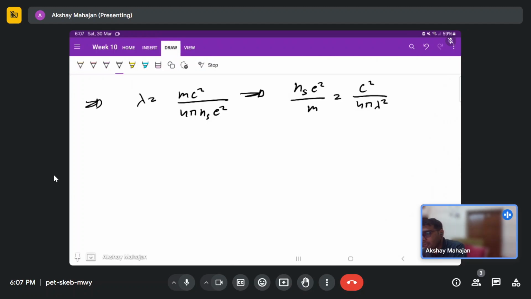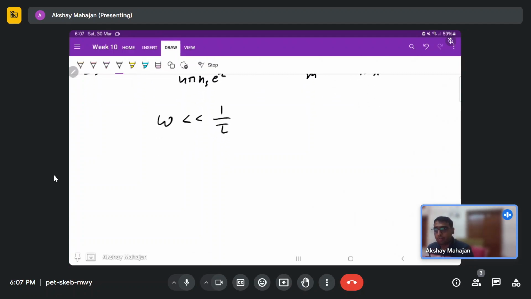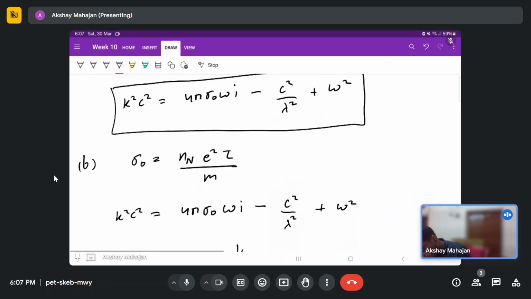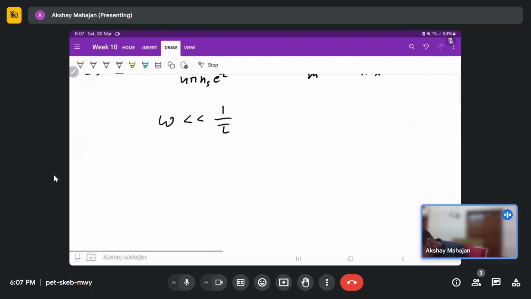So now what we have to see is, we are going to use the second condition, which is omega is much less than 1 by tau. Okay, this is also given to us, omega is much less than 1 by tau, which is the relaxation time for the normal electrons. So from this, what will be 1 by tau? Now from here we have sigma naught, so 1 by tau will be equal to n e square upon m sigma naught. Using that I can write omega is much less than n e square upon m sigma naught.